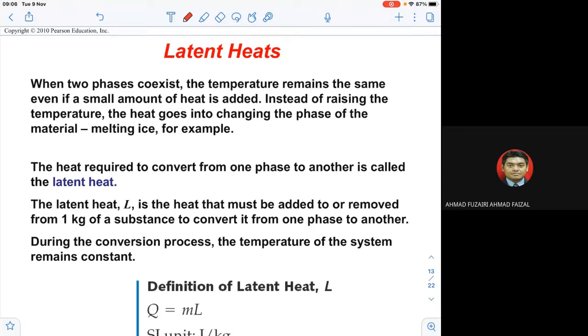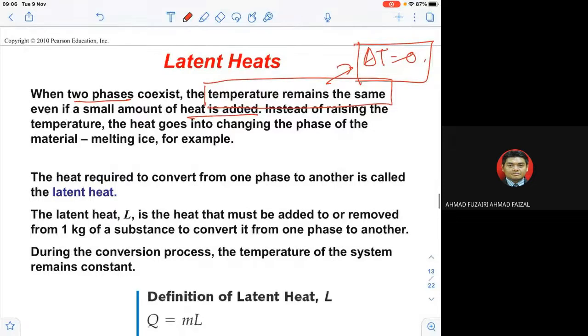When two phases coexist, the temperature remains the same even if a small amount of heat is added. Two phases exist, the temperature stays the same, and a small amount of heat is added. So there's some heat we add, but no change in temperature. This is the key statement: no change in temperature, delta T equals 0.